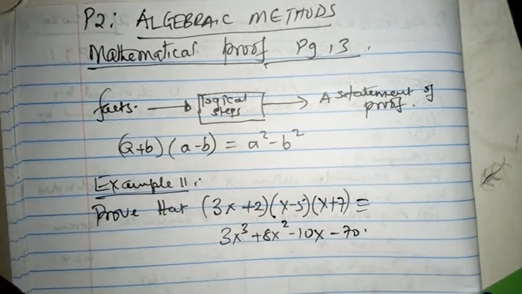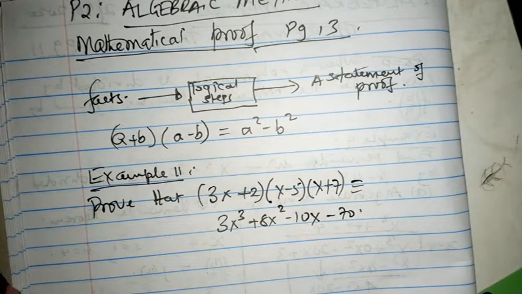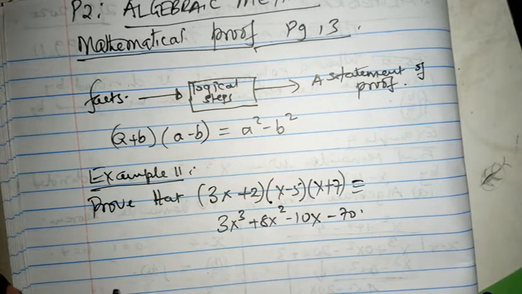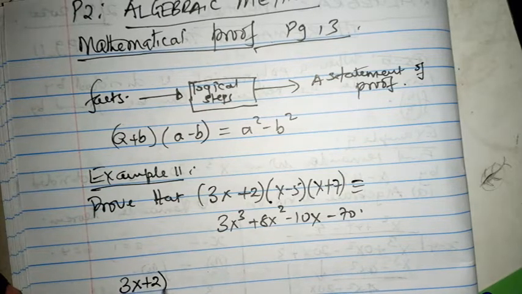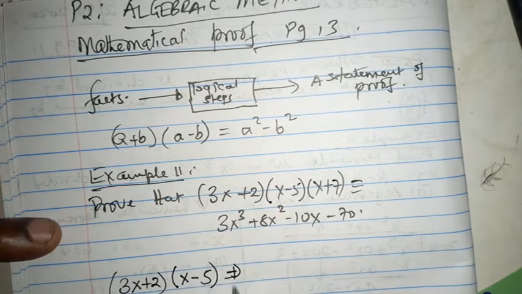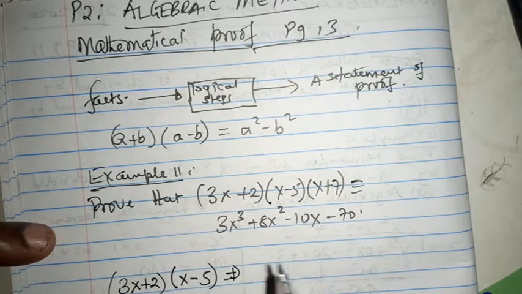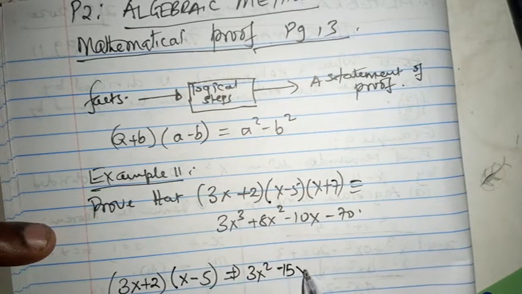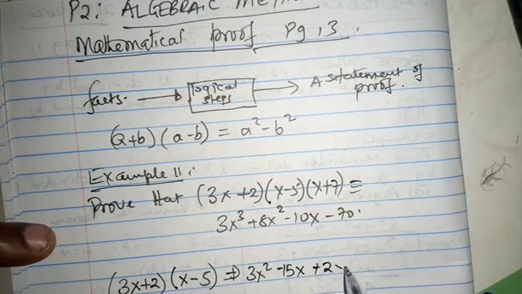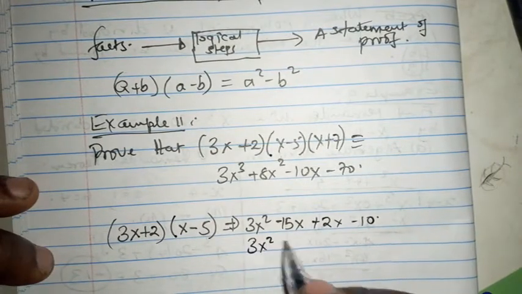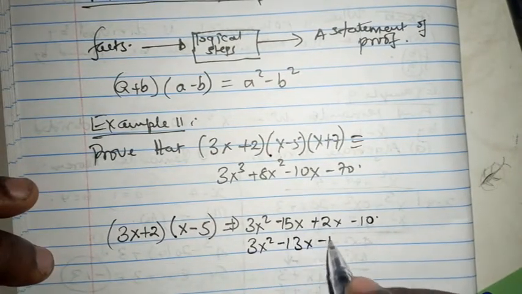If you look at it, it's just brackets which have been expanded. I would take, for example, 3x plus 2 and multiply it out using FOIL with x minus 5. This gives 3x squared minus 15x plus 2x minus 10. Collect the like terms and you have 3x squared minus 13x minus 10.